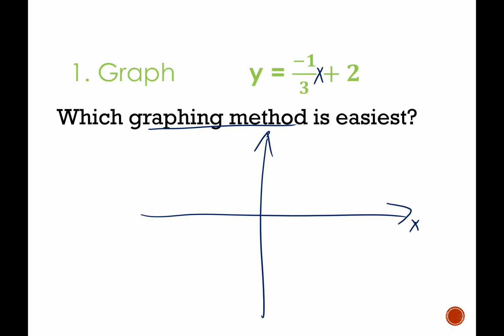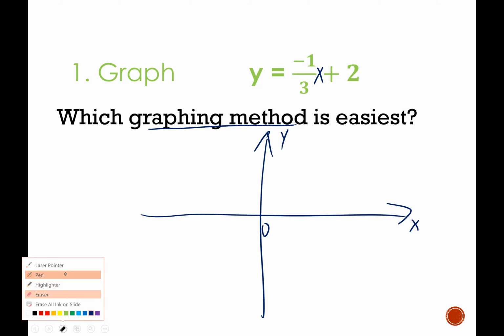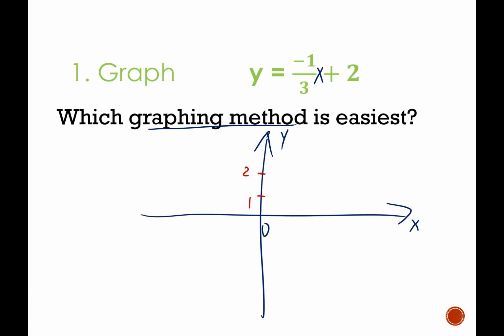Okay, so now let's take a look at this. The slope here is -1/3, and the y-intercept is 2. So we start with the y-intercept 2, 1, 2, right here. Start with that. Now using the slope, b equal to 2, we get the y-intercept. Now the slope is -1/3.